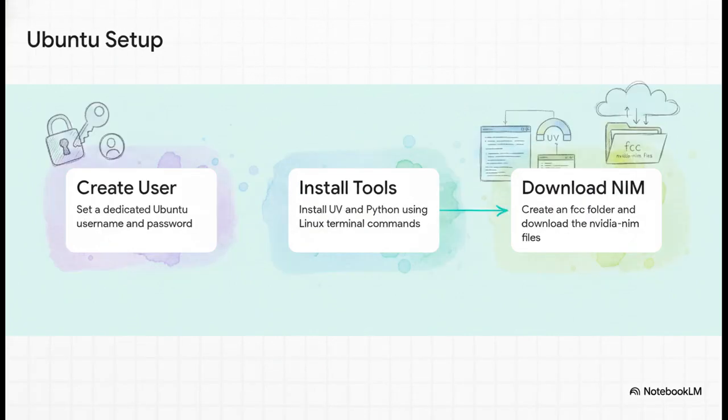Once Ubuntu is installed, open it up. It's going to ask you to set an Ubuntu username and password. Remember, this is effectively a separate OS running inside your Windows, so it needs its own credentials. From there, you'll update your packages and install UV and Python using standard Linux commands like sudo apt update and curl. Again, not PowerShell commands. Finally, you'll create a new folder for your projects, let's call it FCC, and download those same NVIDIA NIM files directly into it.